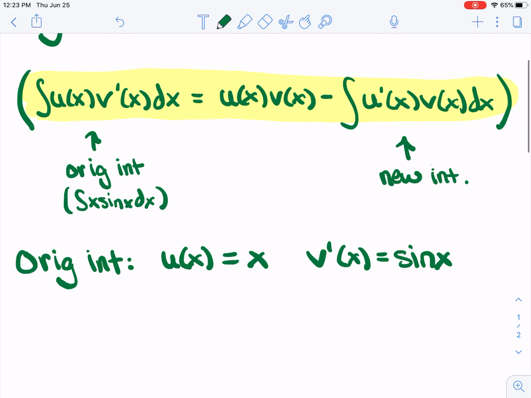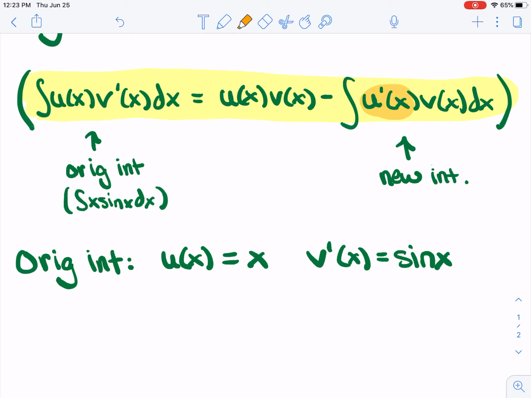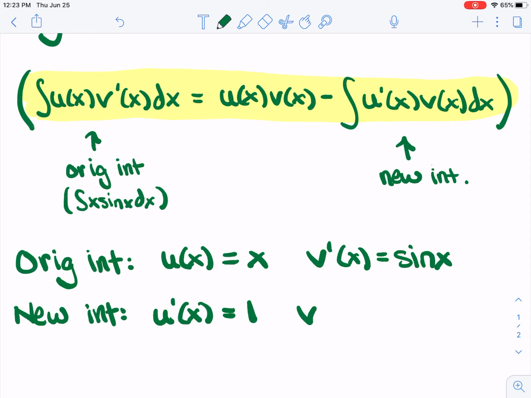And now we want to use this formula. In order to use the formula, we need a u prime and we need a v. Right now we have a u and a v prime. So we've got to do a little bit of calculus in order to use this formula. So for the new integral, we're going to need u prime. That's an easy derivative. u prime is 1. And we need v from v prime. So the antiderivative of sine x is minus cosine of x. So we took a derivative from u to get u prime. We did an antiderivative from v prime to v.